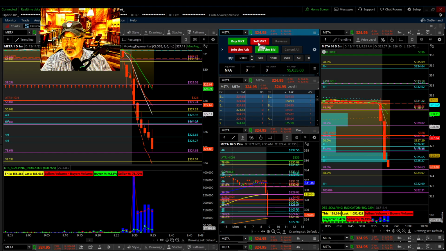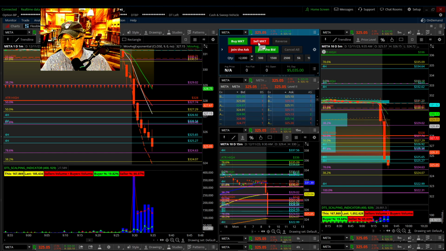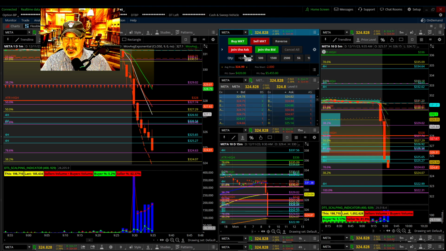I'm just going to get out and just think about this. Is it going to break 325? I banked it, so I'm looking for it to break 325. It's going back and forth. I'm not going to go long because this is just too strong a move. I'm going to get back in. I got in just in time. Look at that.